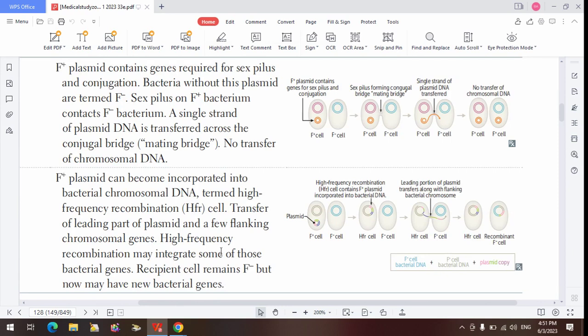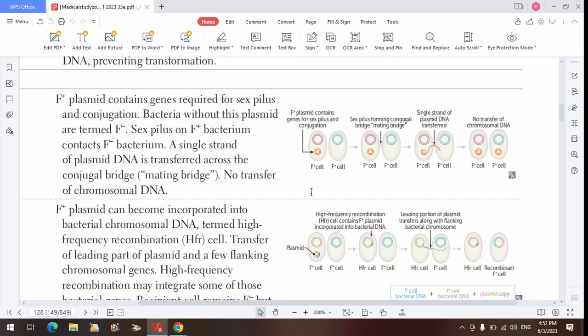So there are two types of recombination. Either you are doing the F positive and the F negative, or the high frequency recombination and then the F negative. Exactly. If you do the F positive and F negative, what you are doing is just transmitting the plasmid. Once you transmit the plasmid to the F negative cell, it becomes F positive immediately because it's able to have its own plasmid. So once this cell has its own plasmid, it can do anything. Once it has the plasmid, it can become recombinant. Do you guys get that?